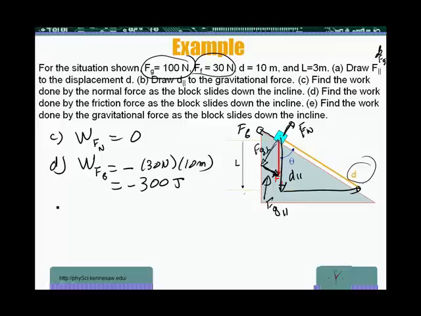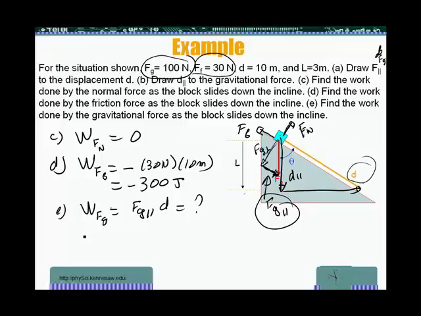Now here, to find the work due to gravity, we have our pick. We can look at it either way. We can look at Fg parallel and d. So then we say the work due to Fg is going to be Fg parallel times d, which in this case, we don't know what Fg parallel is. So we don't know. But if it was given in the question, then we can find it.